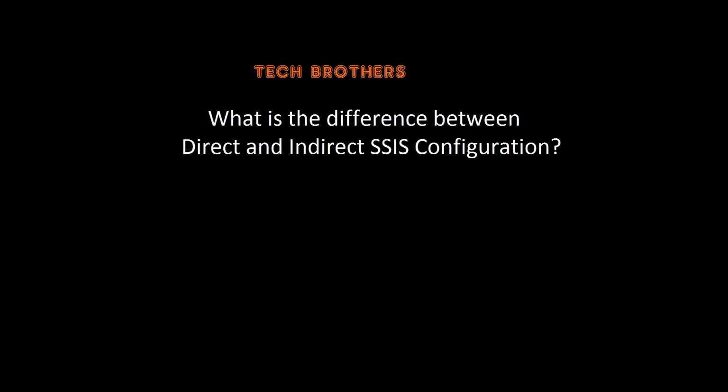There are some ways we can make the direct configuration work, but I prefer doing indirect. Let me tell you, let's say we have a direct configuration. If we have C drive on all of the environments, we can directly move our SSIS package to any environment and always read from the C drive and have the XML configuration file there. But it's not always possible to have a C drive.